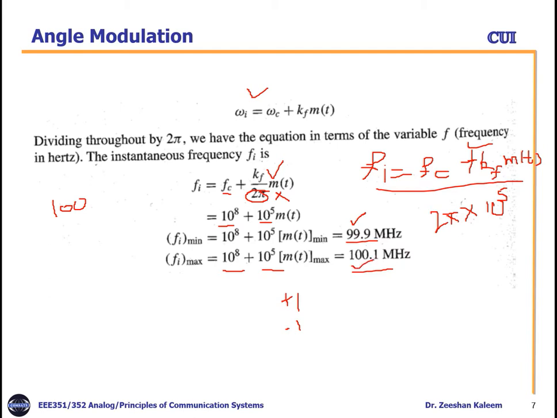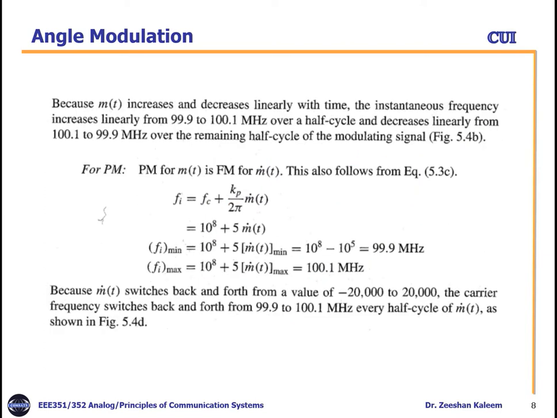Now let's see how we can generate the PM signal out of the FM signal. Because m(t) increases and decreases linearly with time, the instantaneous frequency increases linearly from 99 to 100 over a half cycle and decreases over the remaining half cycle, as we have seen previously. So for the PM signal, as we need to generate the PM by using the FM signal, we need to take the derivative of the given m(t). So it is m dot.